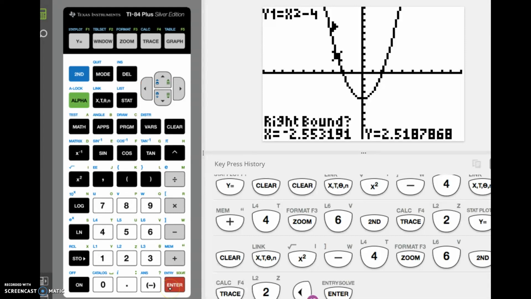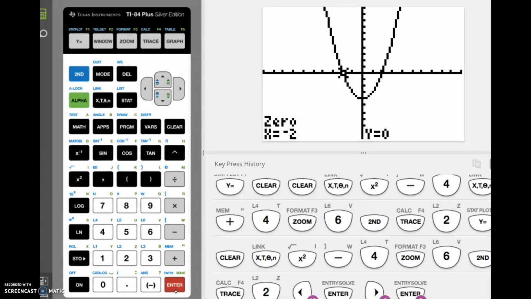I'll hit enter on there, and then I'll say right bound. So I'll just move my cursor until I'm to the right of that x-intercept. Doesn't matter how far, as long as you are to the right of it. Hit enter. Guess. There's only one x-intercept in between those 2 points, so I'm just going to hit enter on guess. Okay, so I get negative 2, 0.